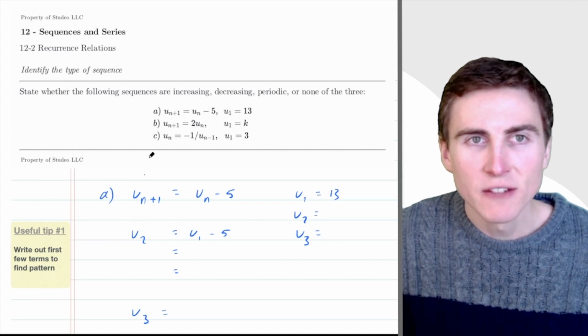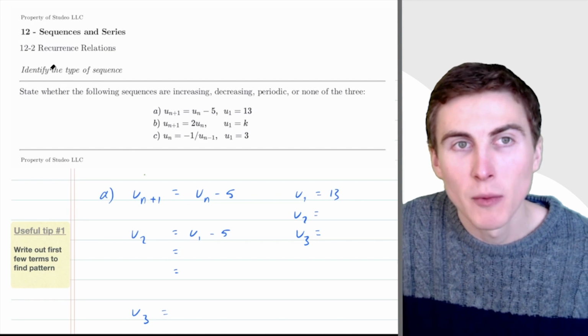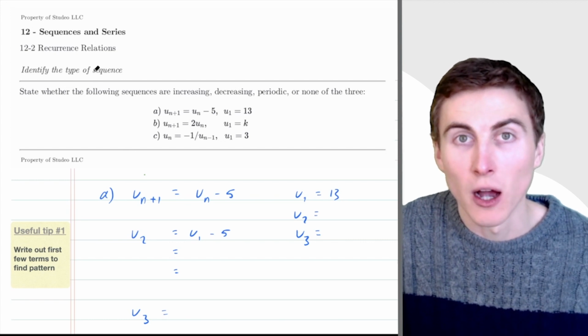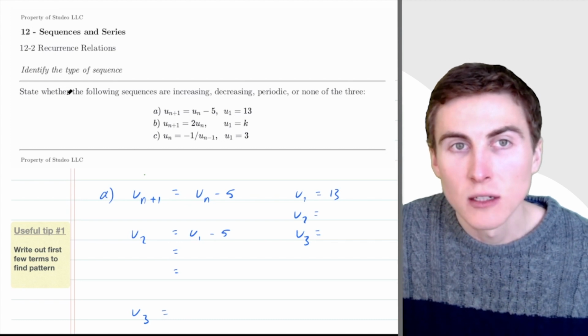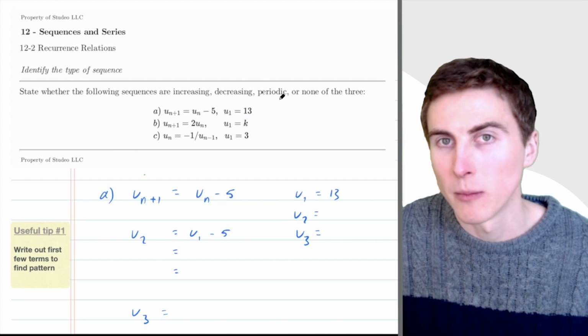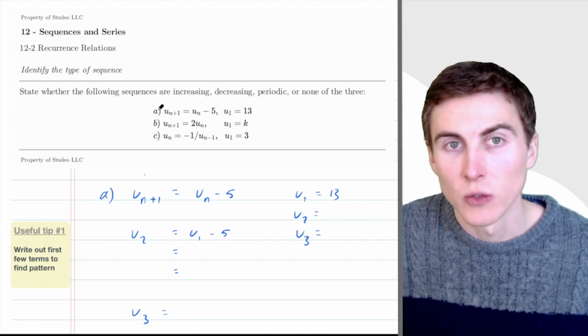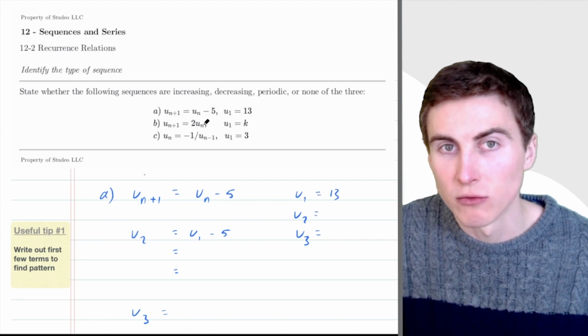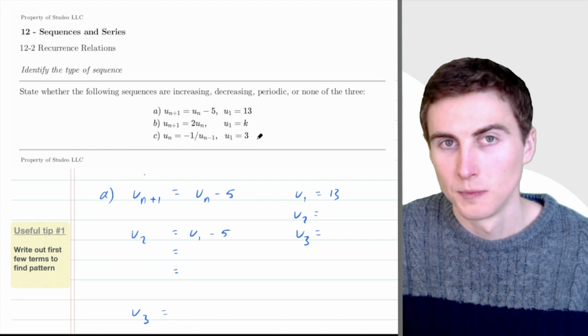Okay, so in this video, we're looking at recurrence relations again. And this time, we're going to try and identify the type of sequence. If you read this, it says, state whether the following sequences are increasing, decreasing, periodic, or none of these three. Here, we're given three different formulas, and we're given the first term of each sequence.